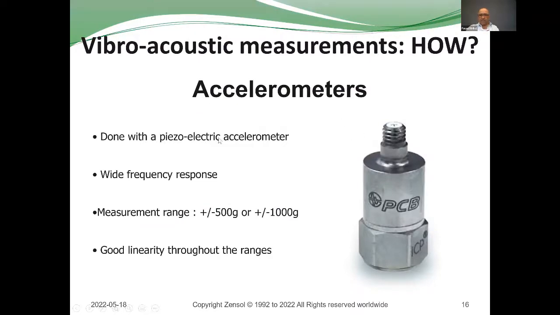So the accelerometer is a piezoelectric accelerometer with a wide frequency response. And for the breakers, we use 500 G or plus minus 1000 G. And it has a very good linearity through the ranges. For your information, we use exactly the same vibration technology for the tap changers. And instead of 500 G and 1000 G, we use 50 G.